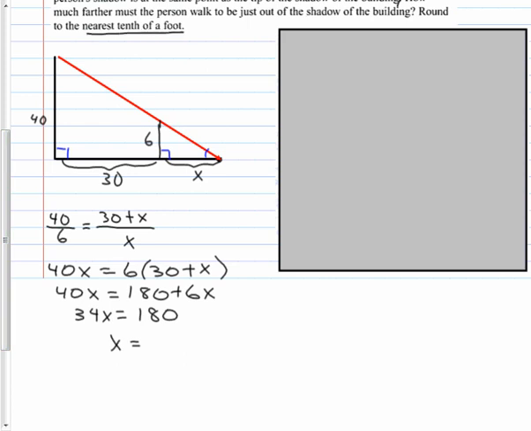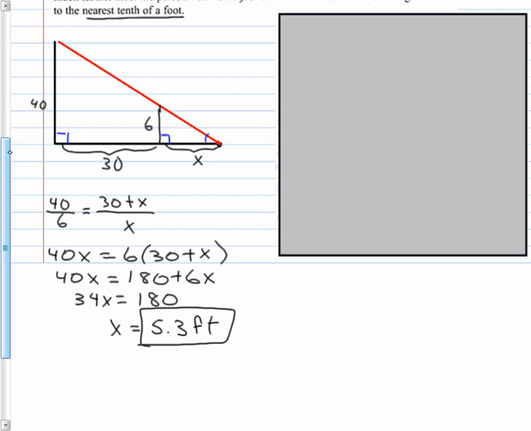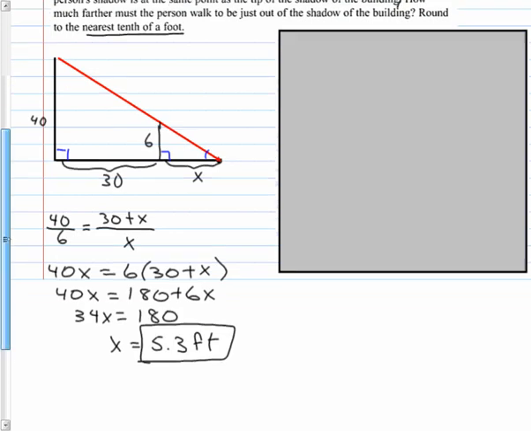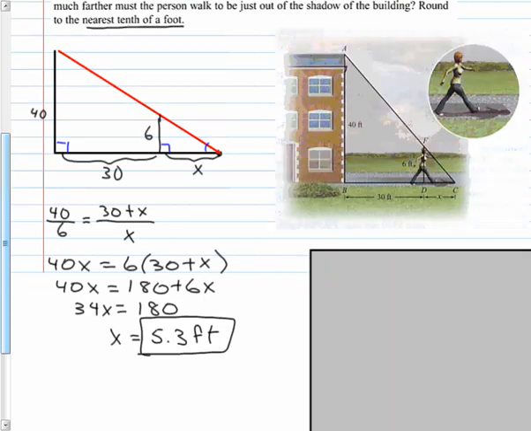To the nearest tenth of a foot? Any answers? 5.3? Yes, no? Anybody else? 5.3 feet. Now, double check to make sure that this is what they were asking for. It's the variable. They were asking for how much farther do they walk? Yeah, that's what we just discovered. They have a picture, but theirs isn't near as pretty as mine. All right.